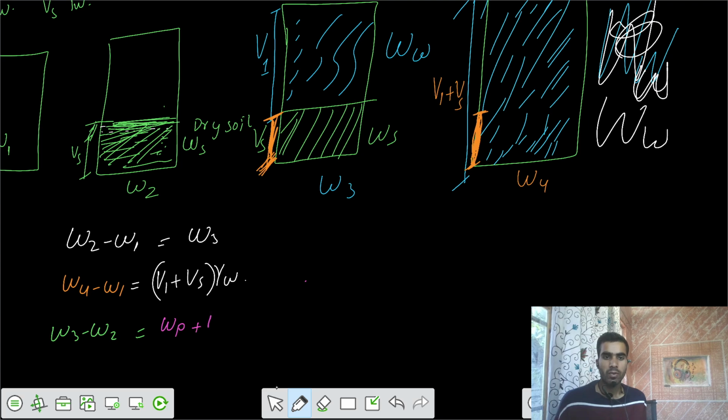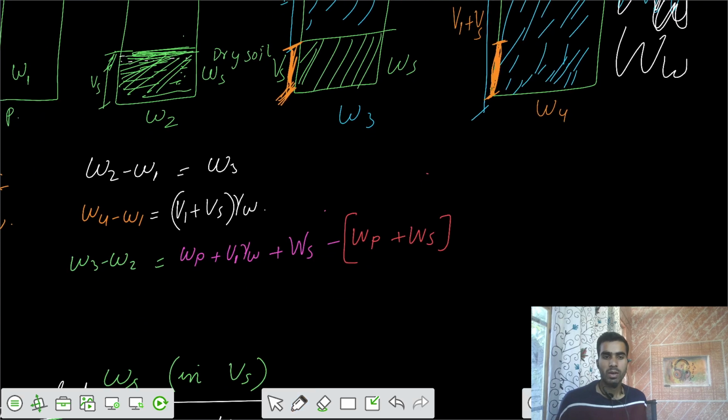There is some weight of water because of volume V1 times gamma W. And there's one more thing, the weight of solids in volume of solids Vs. So I can write directly that this is some weight of solids, and I have to subtract W2. Can you tell me the value of W2? Your W2 is the weight of the pycnometer, plus one more thing, the weight of solids.